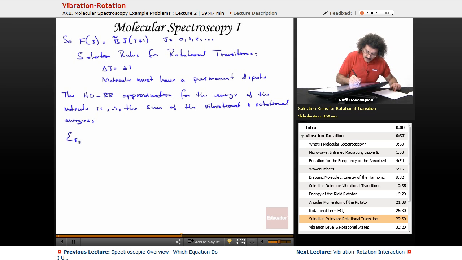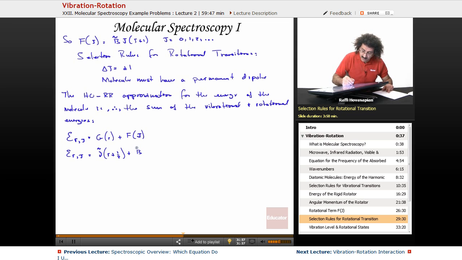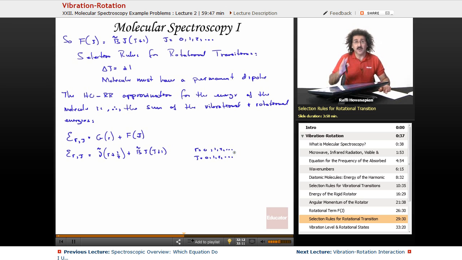Therefore, the energy E sub RJ is equal to the vibrational term plus the rotational term, the vibrational energy plus the rotational energy. Let me make my J a little bit more clear so it's not connected like that. Well, E sub RJ is equal to nu tilde times R plus 1/2, plus, now we have B tilde, J times J plus 1. Here, R takes on the values 0, 1, 2, and so on. J takes on the values 0, 1, 2, and so on. So notice there are two quantum numbers here in the total expression for the energy.